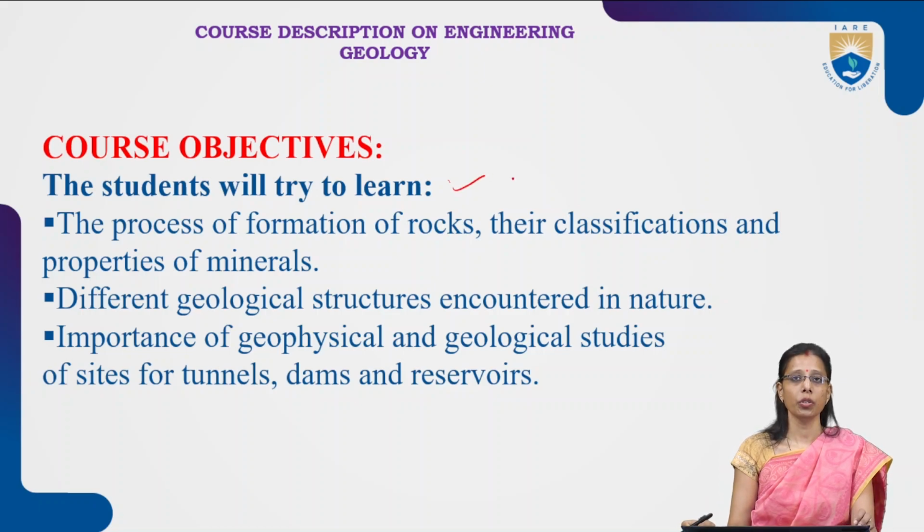The main thing is the students will try to learn the process of formation of rocks. How the rocks are formed, in what way the rocks are formed, their classifications, the properties of minerals, how many types of minerals there are, their forms, their color, their occurrence, their appearance, all of that they will get to know in this course. So the main objective is to know about the process of formation of rock, what are their classifications and what are the basic properties of the minerals we study here.